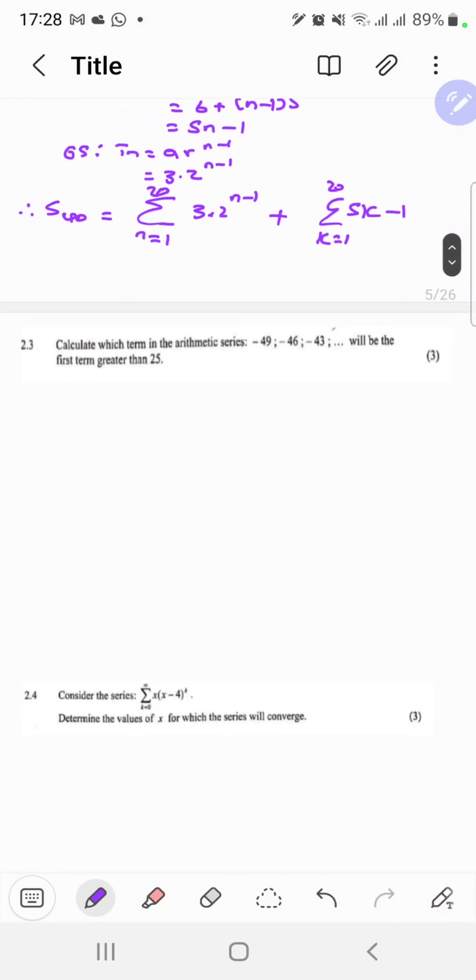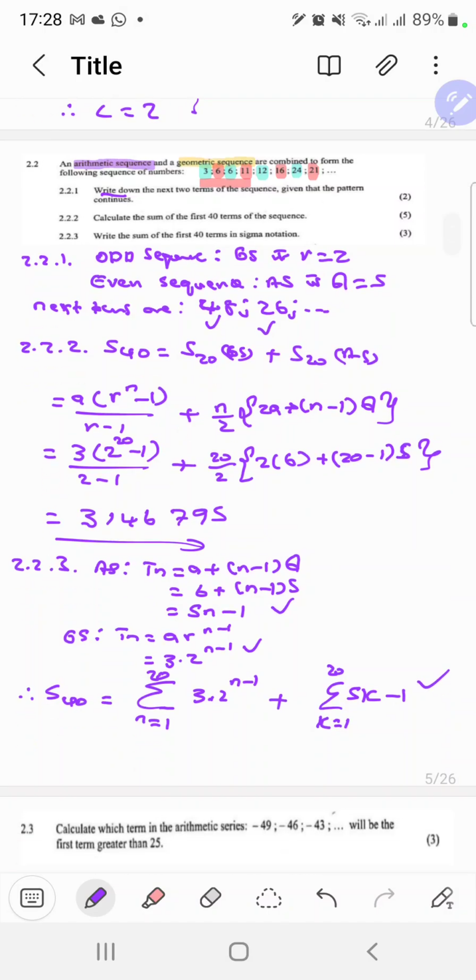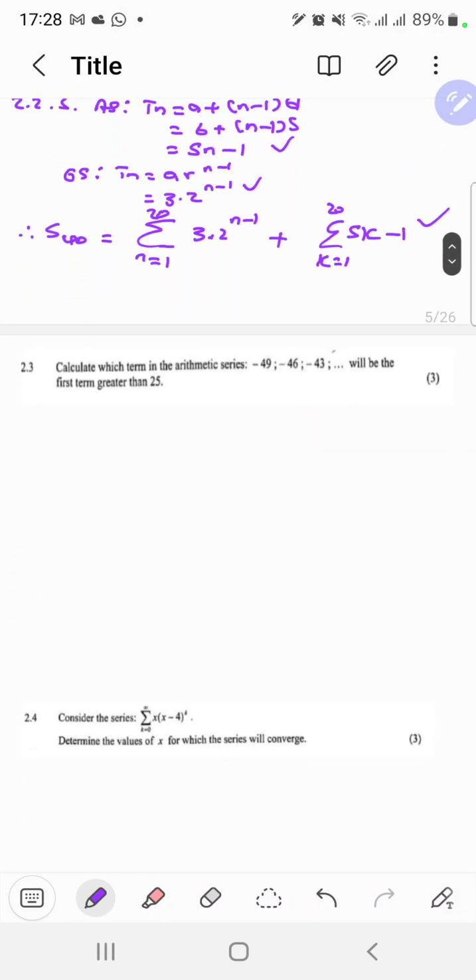Of course, what is important here is getting these terms, the nth term, and the nth term over there, and then of course the final answer. That is where you get your 3 marks, where you represent these two in sigma notation. Okay, let's get to the next question quickly.